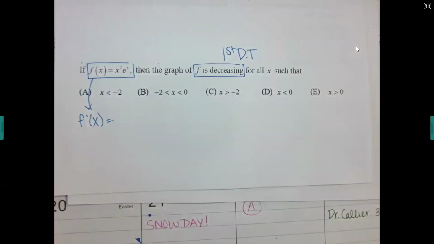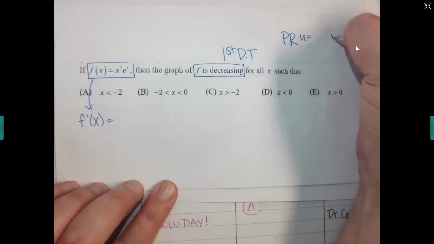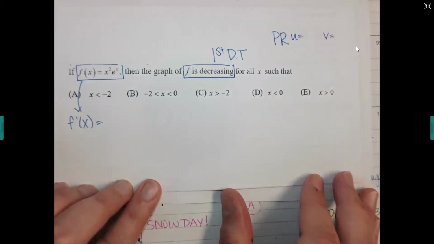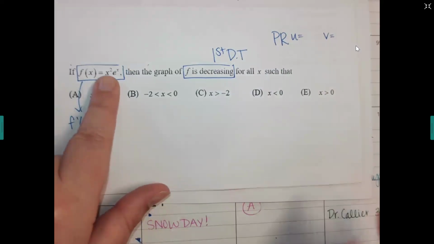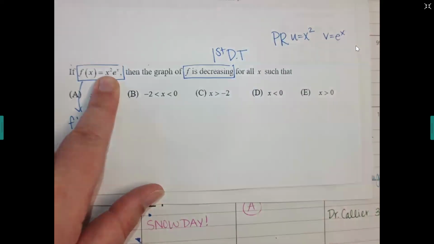Okay, but then I notice that my f of x is x squared e to the x. What rule am I going to need to take the derivative of that? Super throwback. Starts with a P, product rule, because it's two things times together, right? So let's review how to do product rule. You're going to pick your u and your v. Remember, these should be the pieces that are multiplied together. So my u is an x squared. My v is an e to the x.